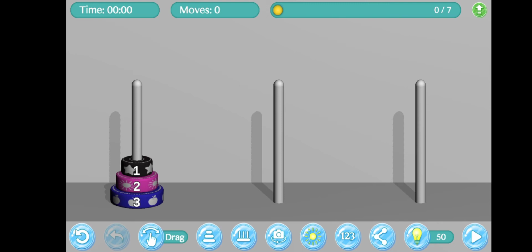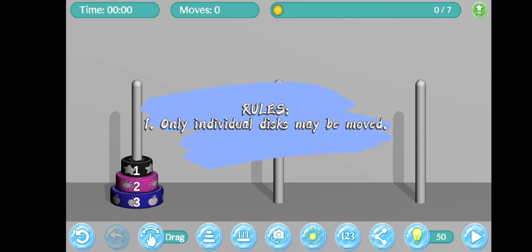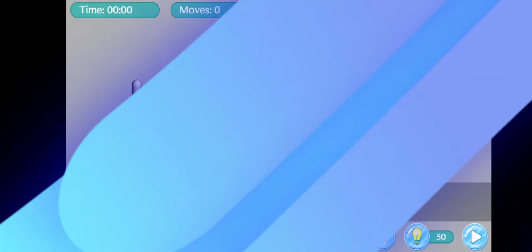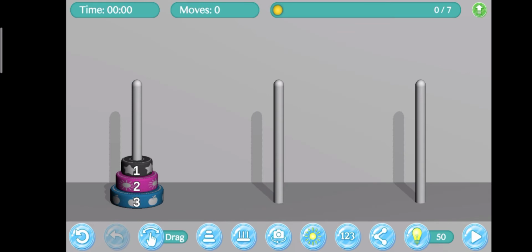We only have two rules here. First, only individual discs may be moved, which means we cannot move two or more discs at the same time. And no disc may be placed on a smaller disc. So, we can only place the smaller disc at the top of a large disc, but we cannot put a large disc at the top of the smaller one. So, let's start. Here we have 3 discs. And our main goal here is to put these 3 discs on the third pole with only 7 moves.